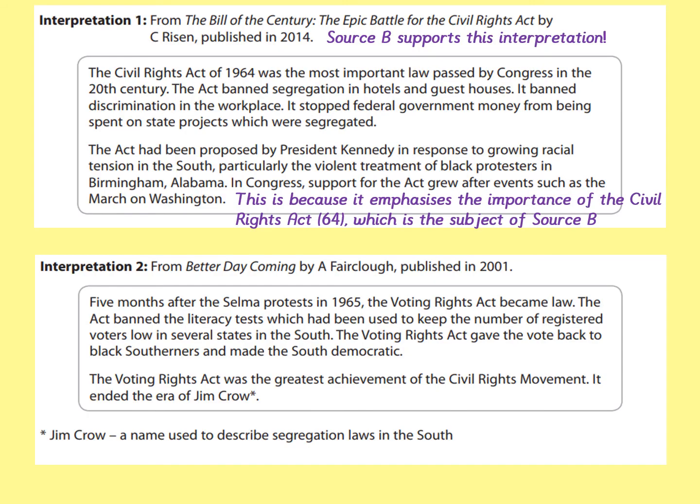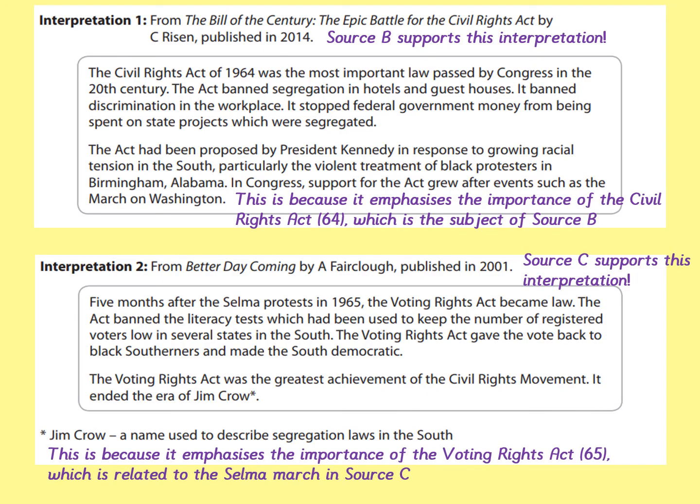This is because it emphasises the importance of the Civil Rights Act of 64, which is the subject of source B. That means by a process of elimination, and because we've checked, interpretation 2 is supported by source C. Here's why. This is because it emphasises the importance of the Voting Rights Act in 1965, which is related to the Selma March in source C. So remember this, when it comes to the interpretations questions, you are absolutely allowed to use the sources.